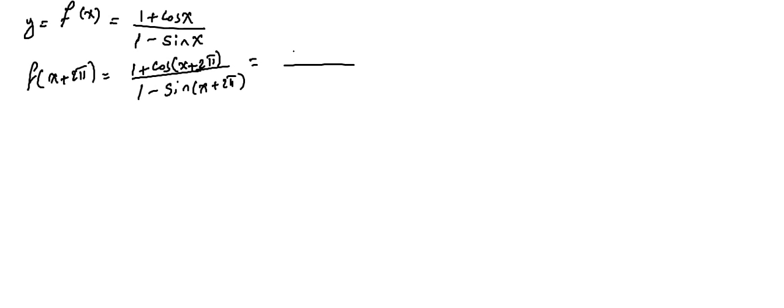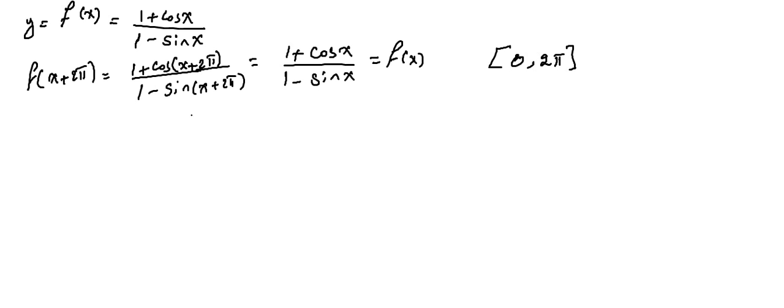Okay, it's 1 plus, what is cosine x plus 2 pi? We all know that cosine is periodic and replicates every 2 pi. This means it turns back to cosine x. 1 minus, same, sine x. So this is back to f of x. This means it's periodic every 2 pi, and we just draw from 0 to 2 pi. That's great.